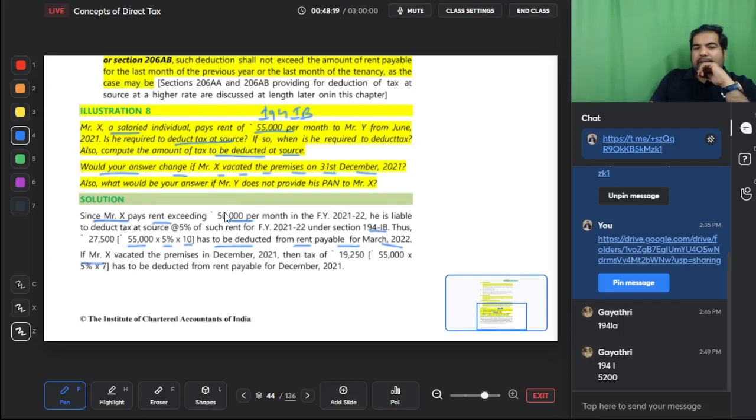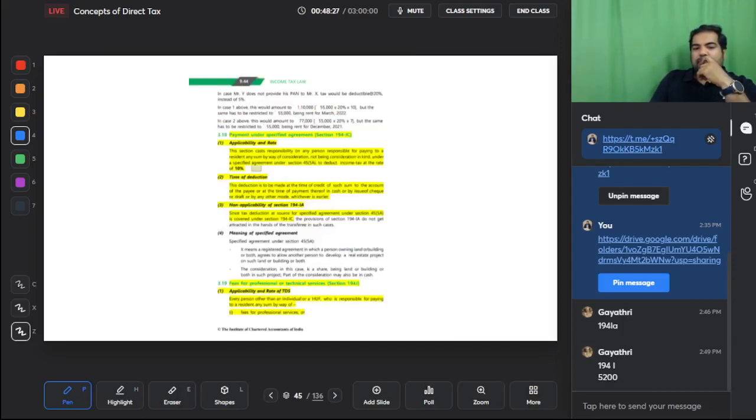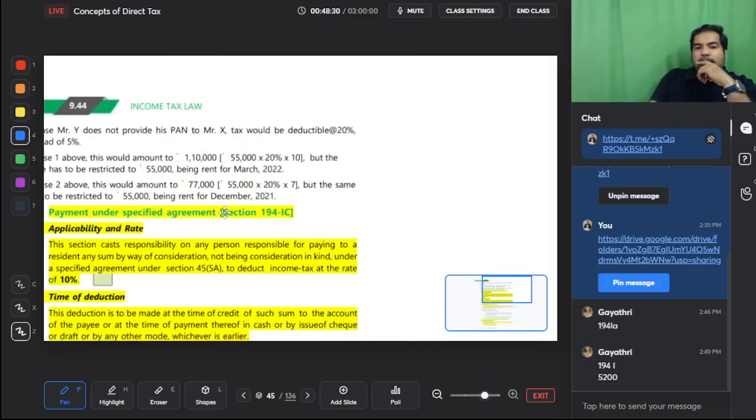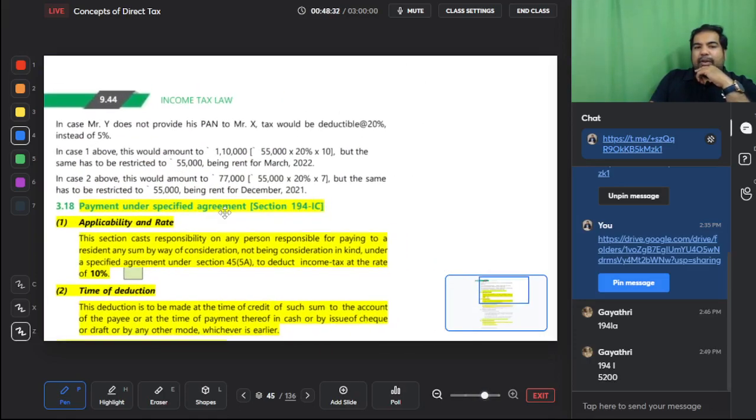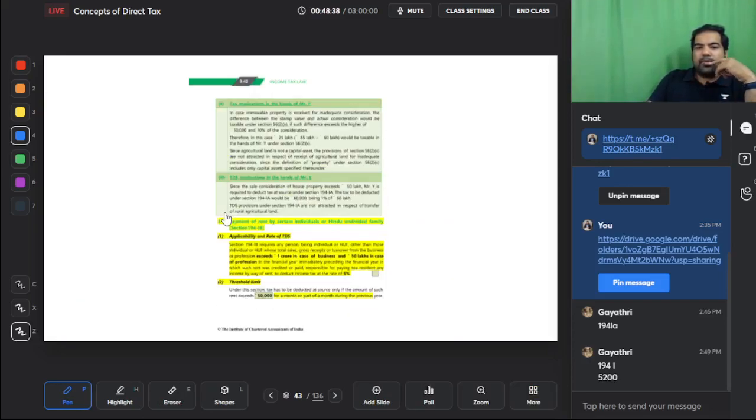If Mr. X vacated the premises in December, then April, May, Jan, Feb, March is not there. So basically about 7 months. So 7 months has to be deducted in December. If Mr. Y does not provide his PAN number, it will be deducted at 20%. So the rates would change and the amounts will also change. Perfect.